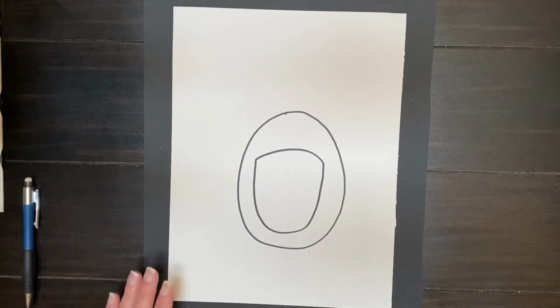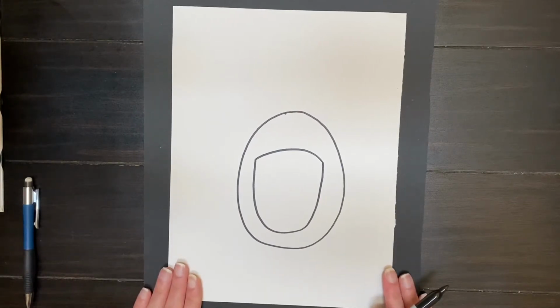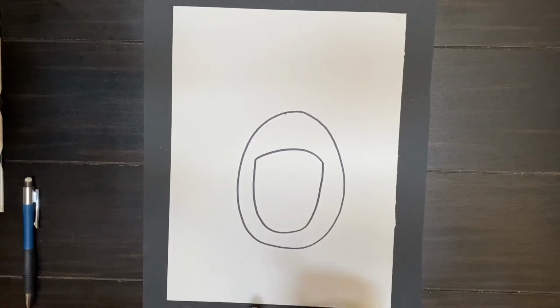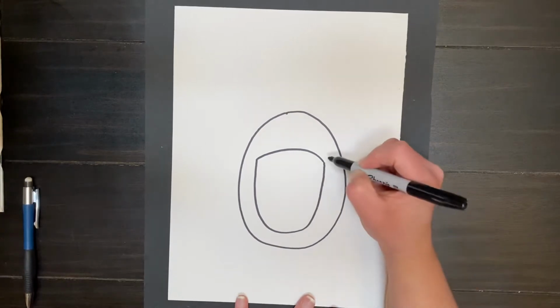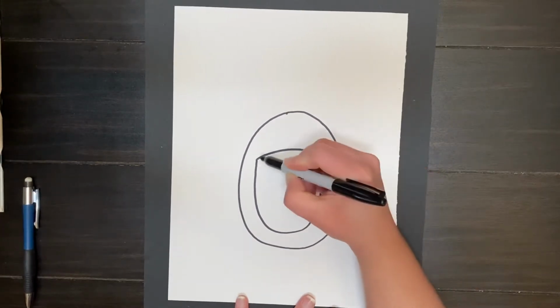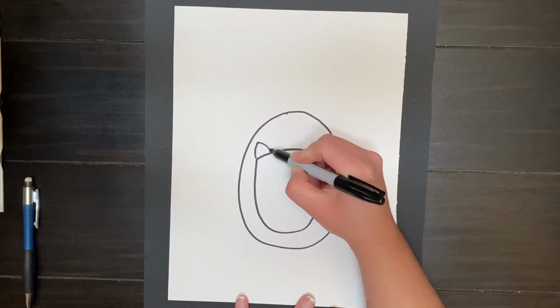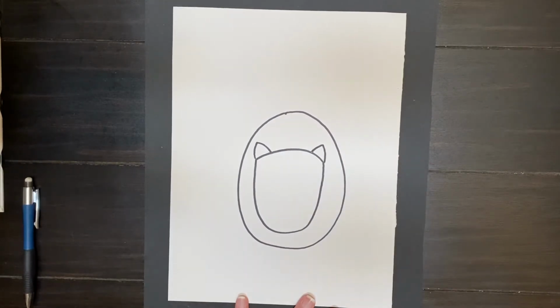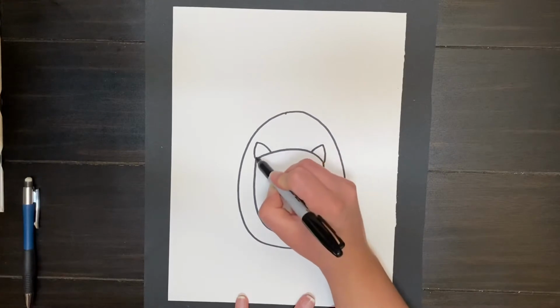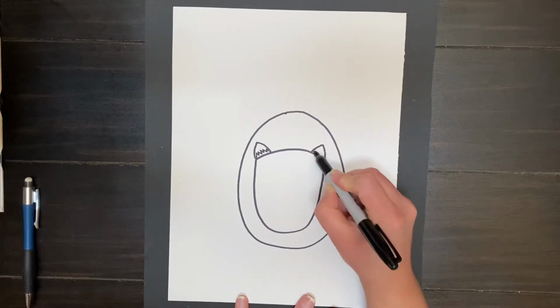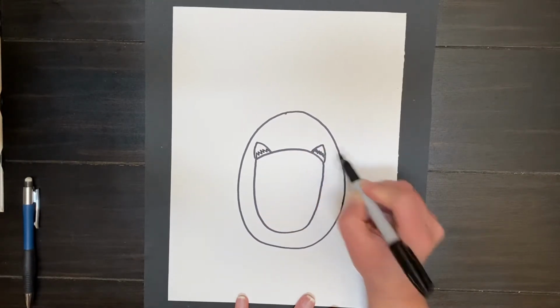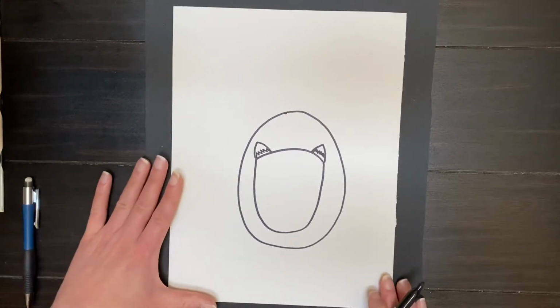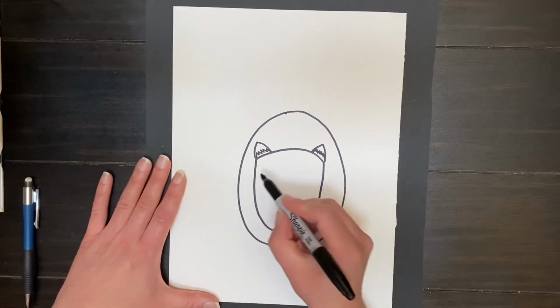So this would be the way where he would have his claws showing. All right, we're going to give our owl his ears. So we're going to go to the top corners of the head. We're going to make them pointy, almost like a triangle. Once and twice. I like to put a little fur inside the ears, so I'm just going to use a zigzag line.